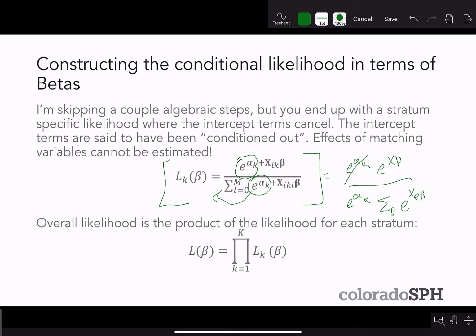And these terms, these intercept terms, are actually going to cancel. So you have a stratum-specific likelihood here, but the intercept terms canceled, and these are said to have been conditioned out. What this means practically is that the effects of matching variables cannot be estimated. We can only estimate the covariates in the x's here, those effects which are not the matching variables. Those are the other variables. And then you get an overall likelihood across strata, which is just the product of the likelihood for each of these strata. So the product of each of these likelihoods.